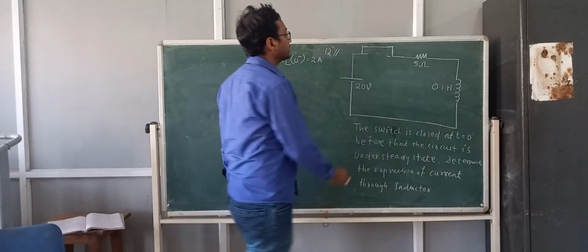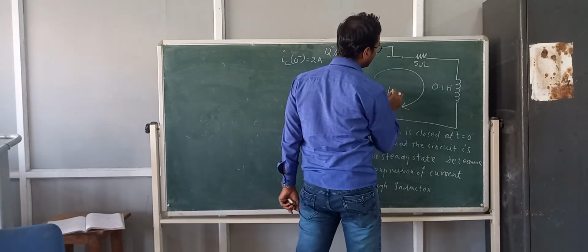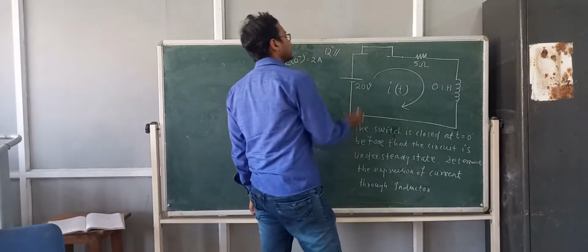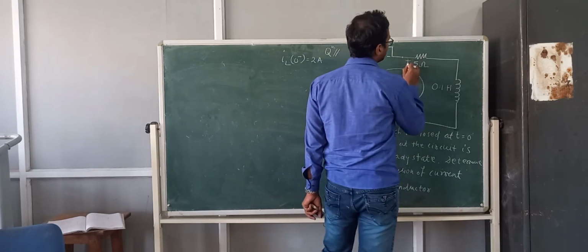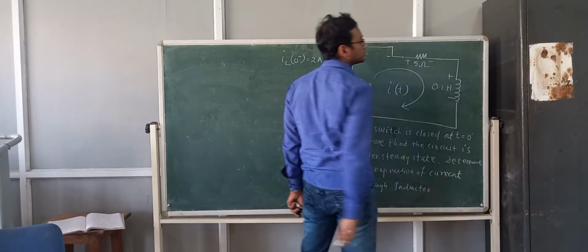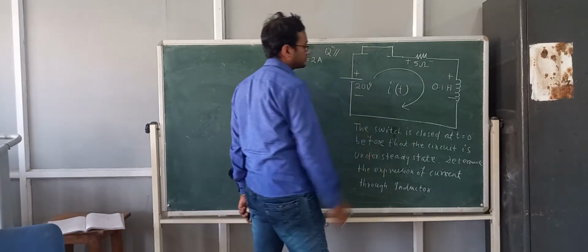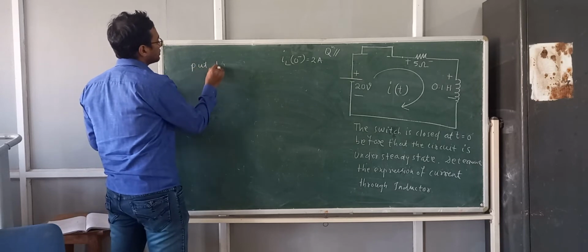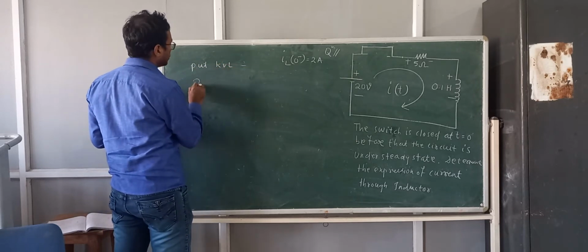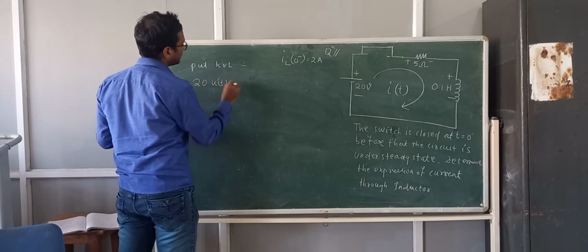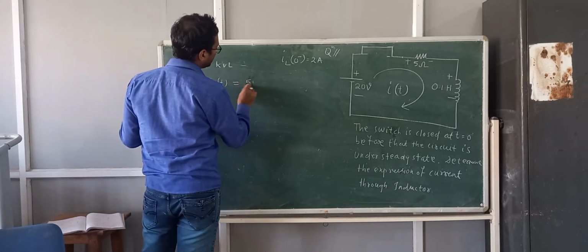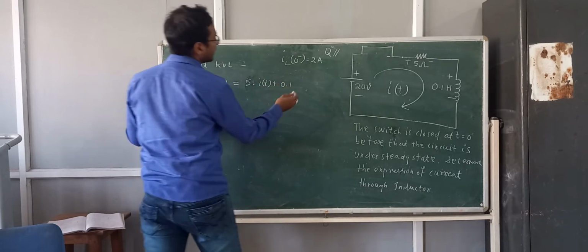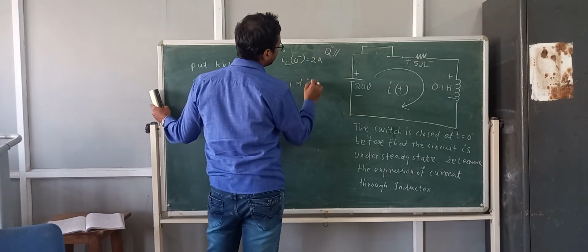Suppose i(t) amount of current is flowing when this switch is closed. Here i(t) is flowing in this direction. This is positive, this is negative. Write down KVL. What you are getting: 20 u(t) equals 5 into i(t) plus 0.1 L di(t) by dt.